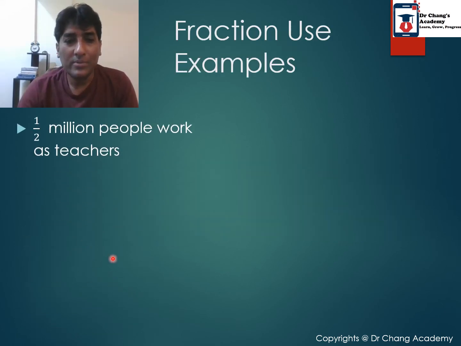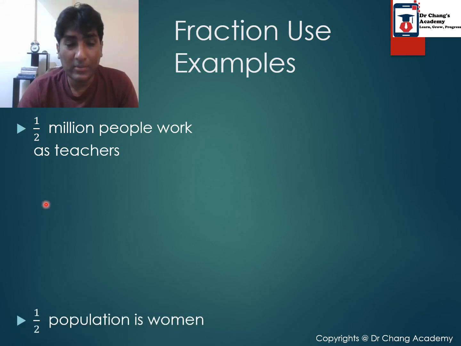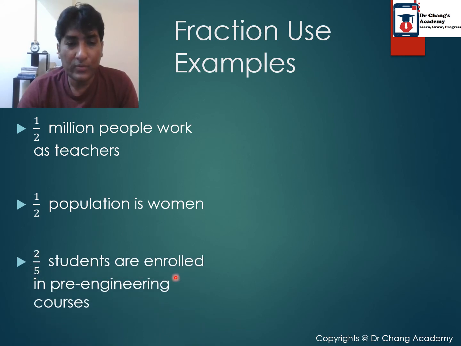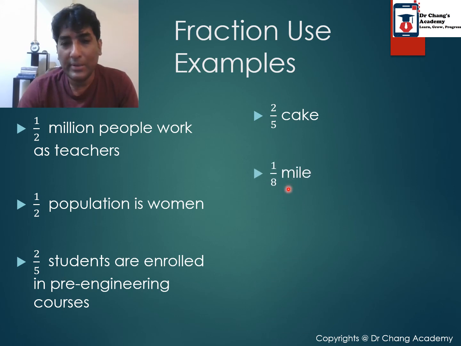Here are some more examples of how we use fractions in our daily lives. For example, we can say half a million people work as teachers. So instead of writing half in words, we can say 1 over 2. That means half. Half the population is women. 2/5 of students are enrolled in pre-engineering courses. 2/5 cake. So if the cake is divided into 5 equal parts, two such parts. 1/8 mile, 1/6 funds, and 2/3 rooms.